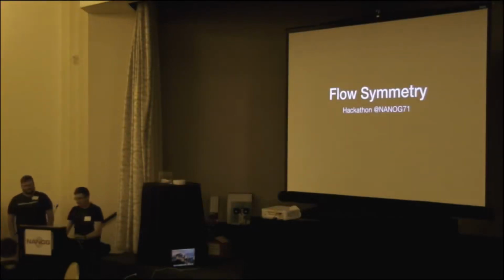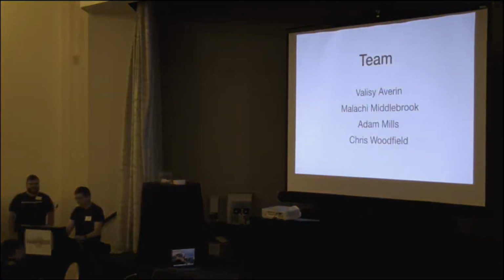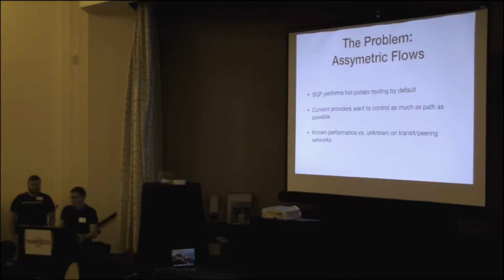Hi, we're the Flow Symmetry team. This is Vasily, Malachi, Adam, and I'm Chris. We identified a problem statement of asymmetric data flows. BGP by default will hot potato traffic outside your network, which is great for ISPs that want to keep their costs down. Content providers, gaming companies, not so much, because they want to control as much of the path as possible.